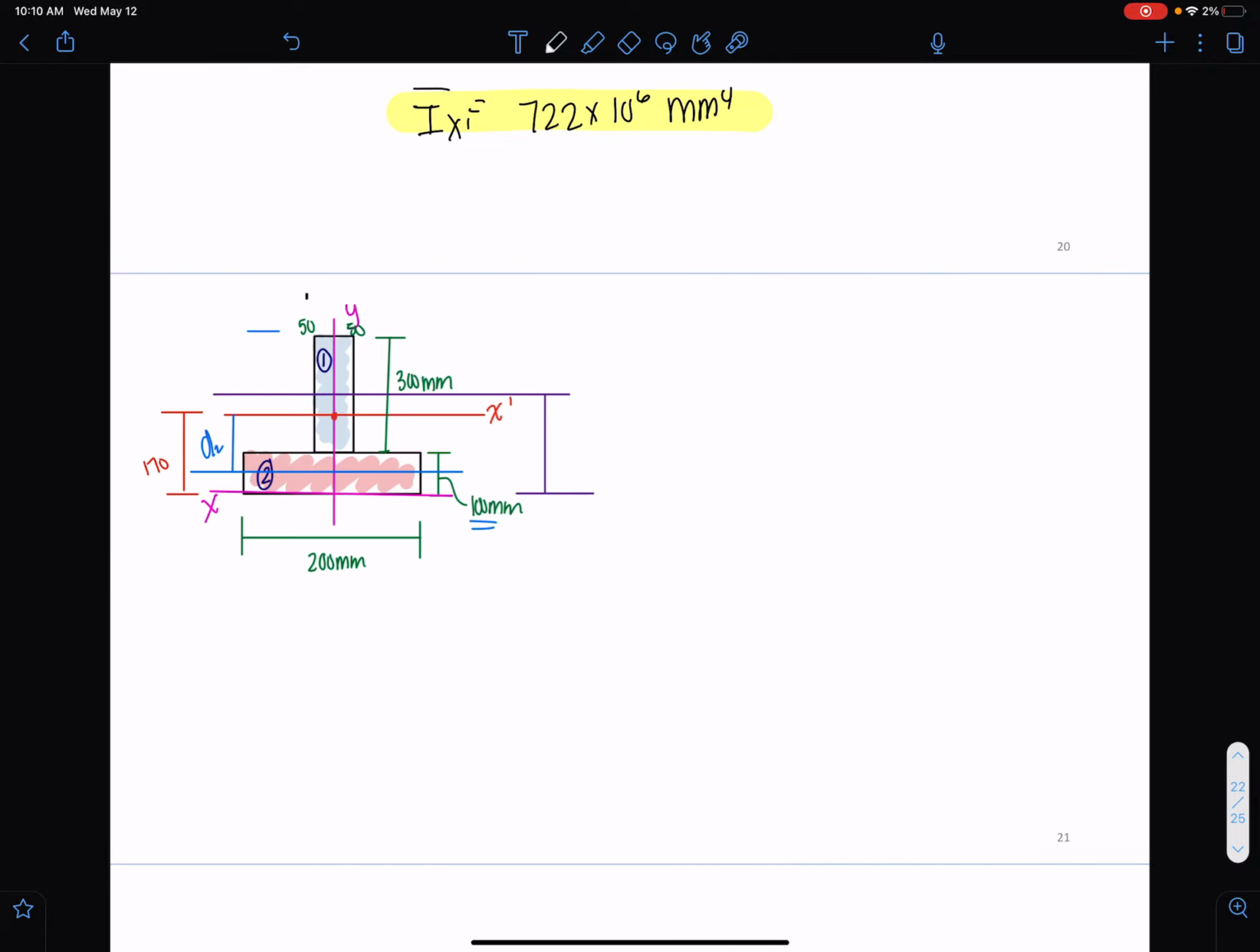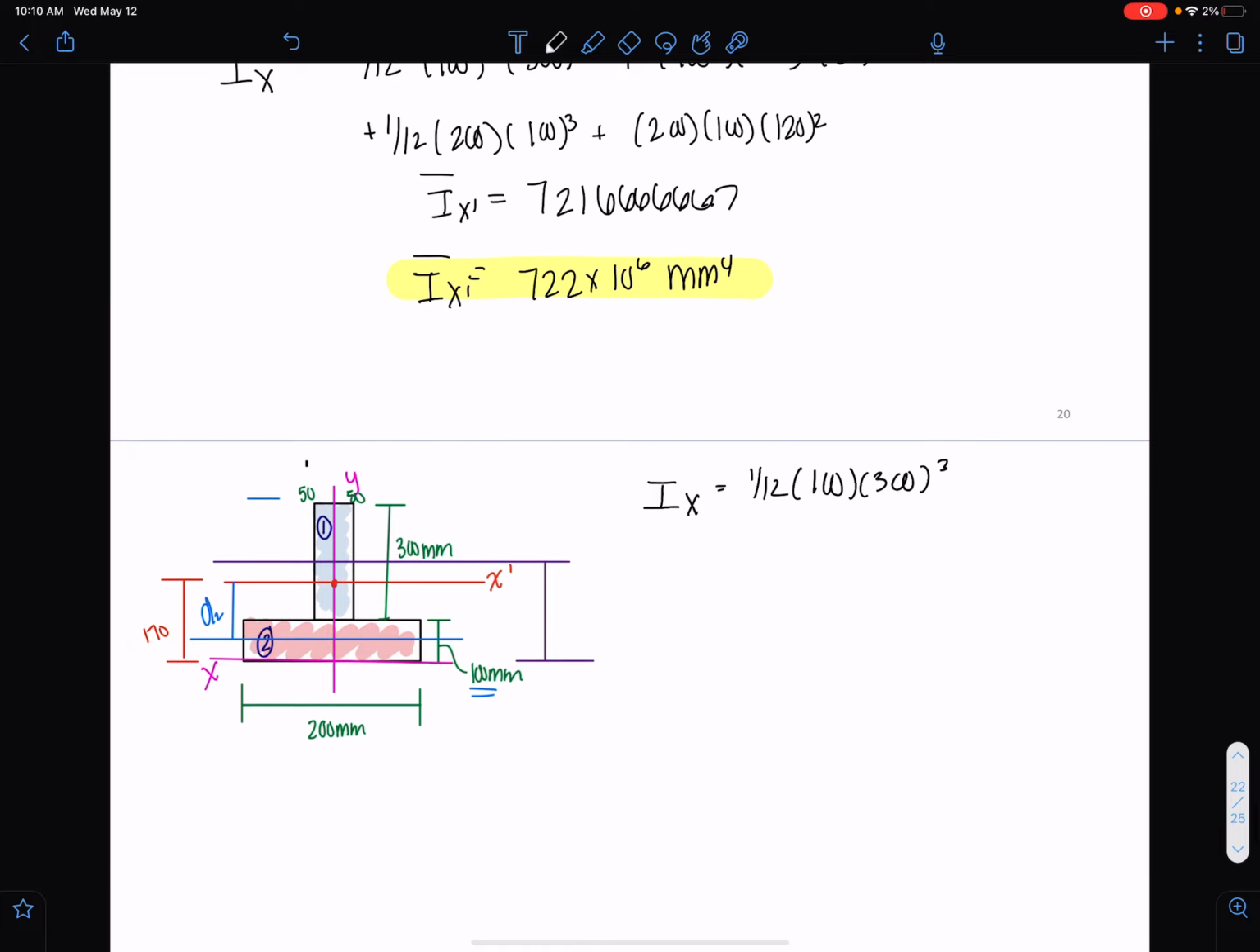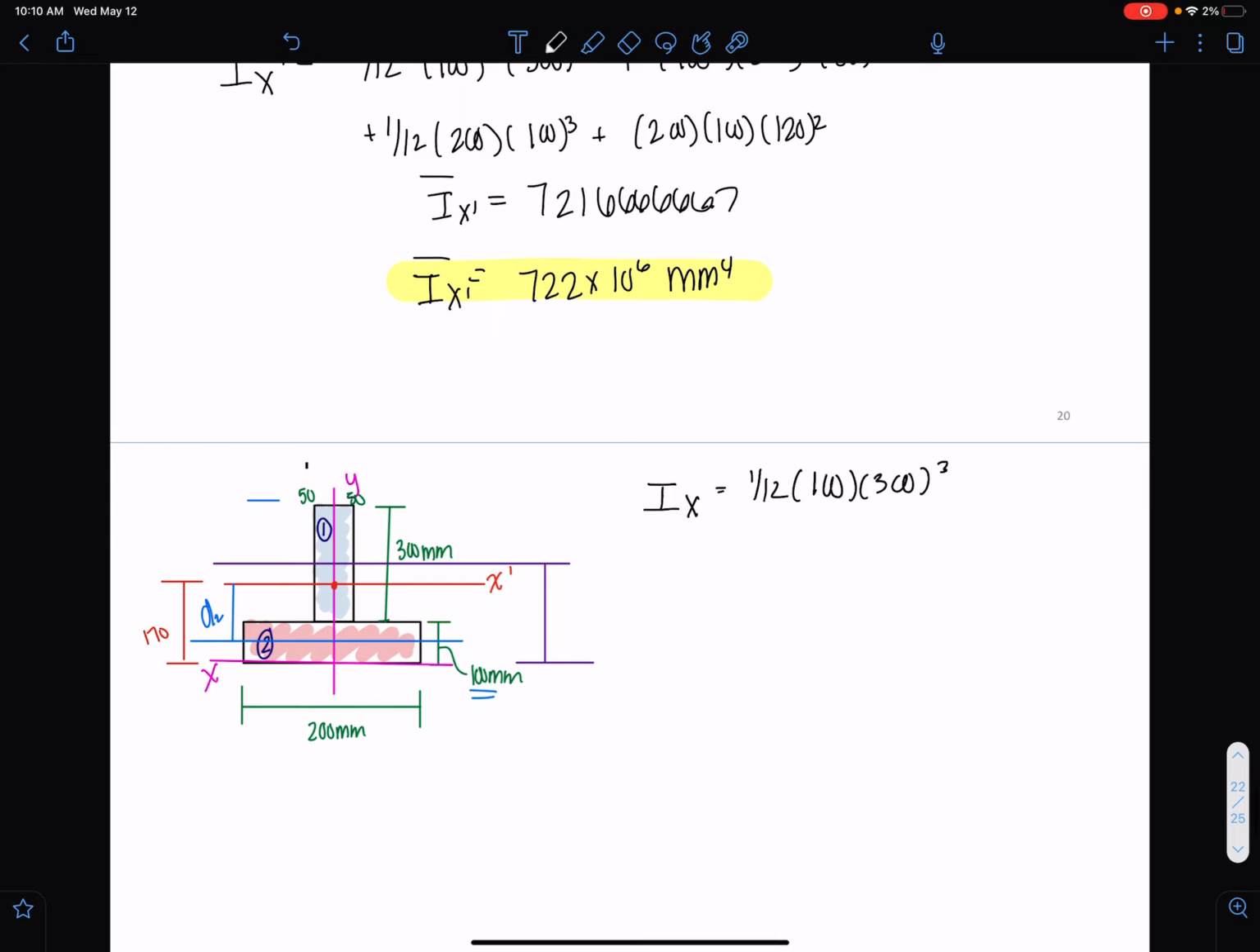Okay, so if we want the moment of inertia now about the x-axis, we're going to do the same thing. We have 1 over 12, 100 times 300 cubed. This is the same as what we had previously. And then also plus the 100 times 300, but now times our d squared, which changes. What is our d squared now?